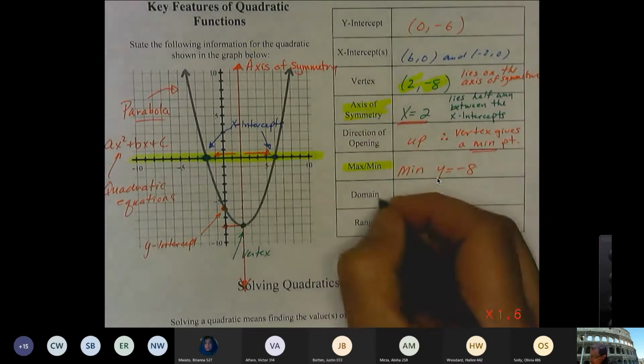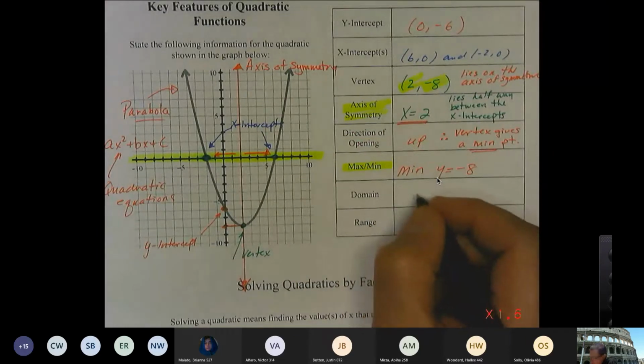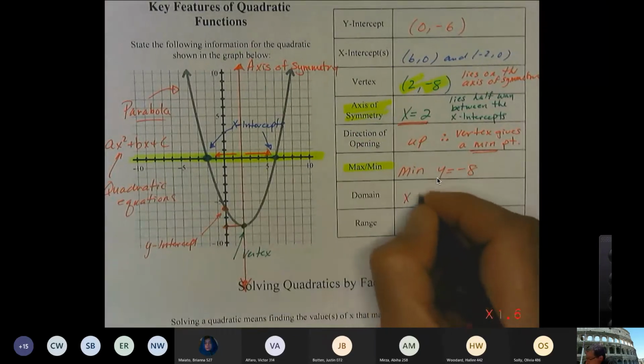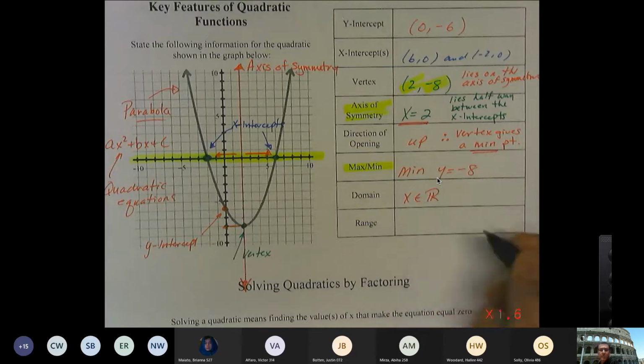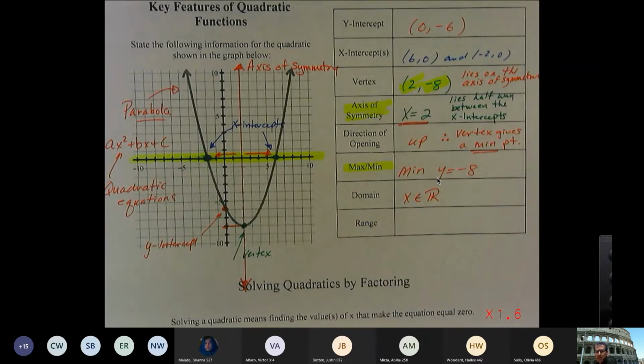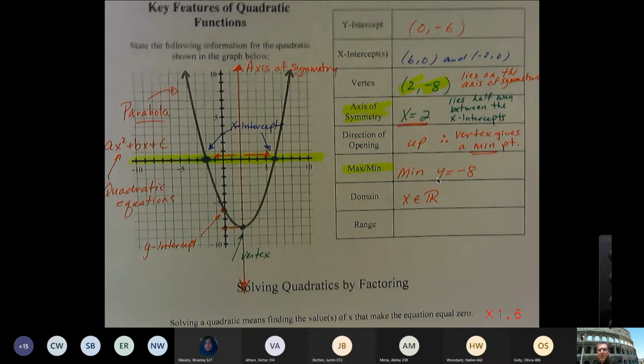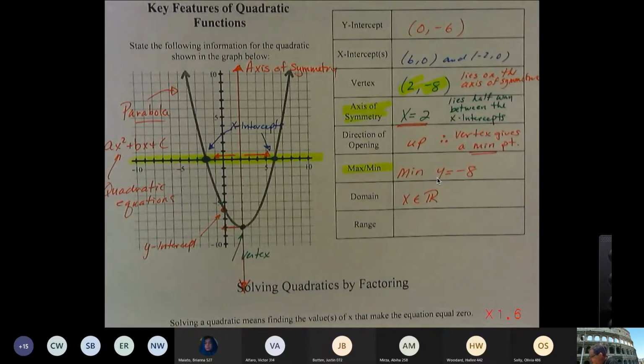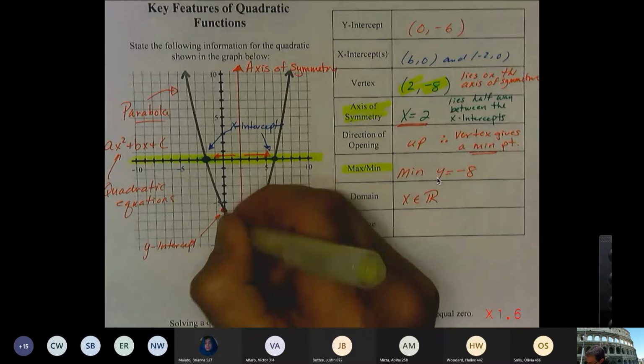So how do we say that the domain is all the possible numbers on a number line? We say that x is an element of the real numbers. And you watched your videos over the weekend, so that makes sense to you. These are all of the real numbers. No complex numbers, but every other number that you know about. Now the range. The range are all the possible y values.